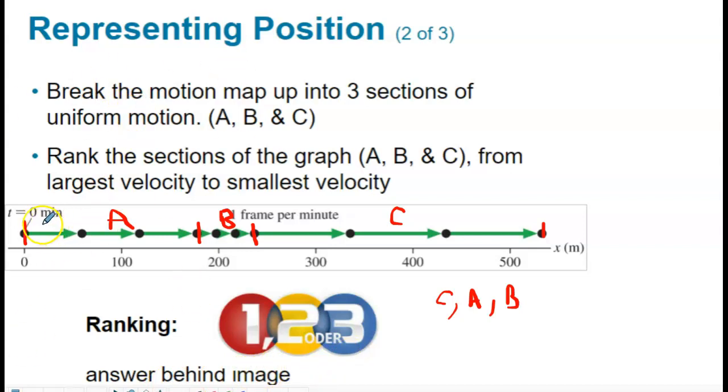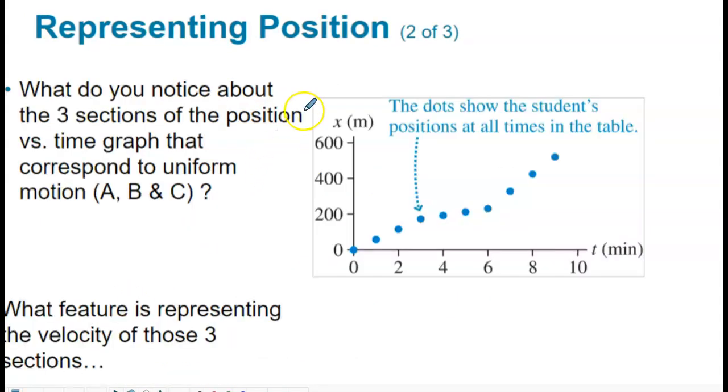So we're going to take this information and look at it on the position versus time graph. This is the position versus time graph for the same information. We said the first 3 minutes, so 0, 1, 2, 3. This is 3 minutes. That section was A. So that line, or those dots, are representing A. Then the next 3 minutes, 3, 4, 5, 6, from here to here, that's representing B.